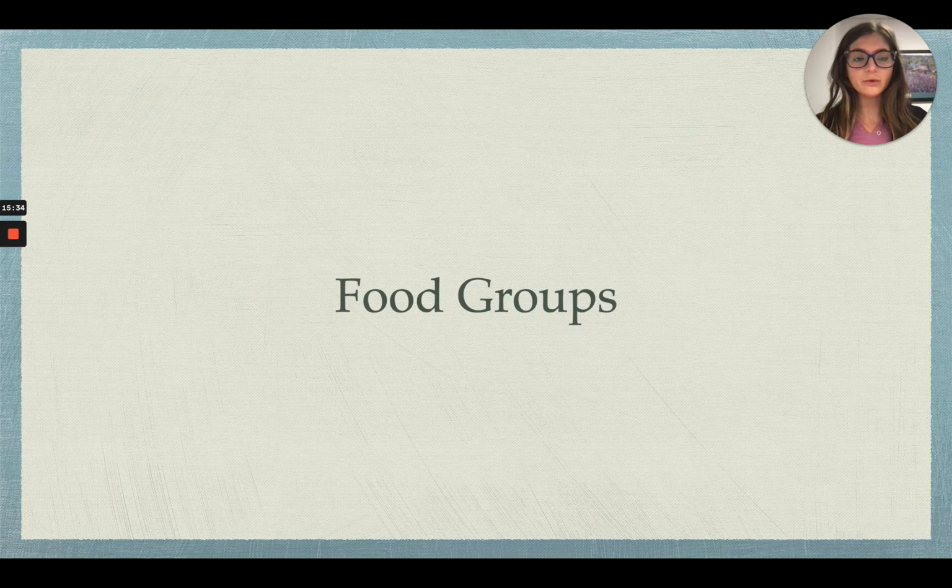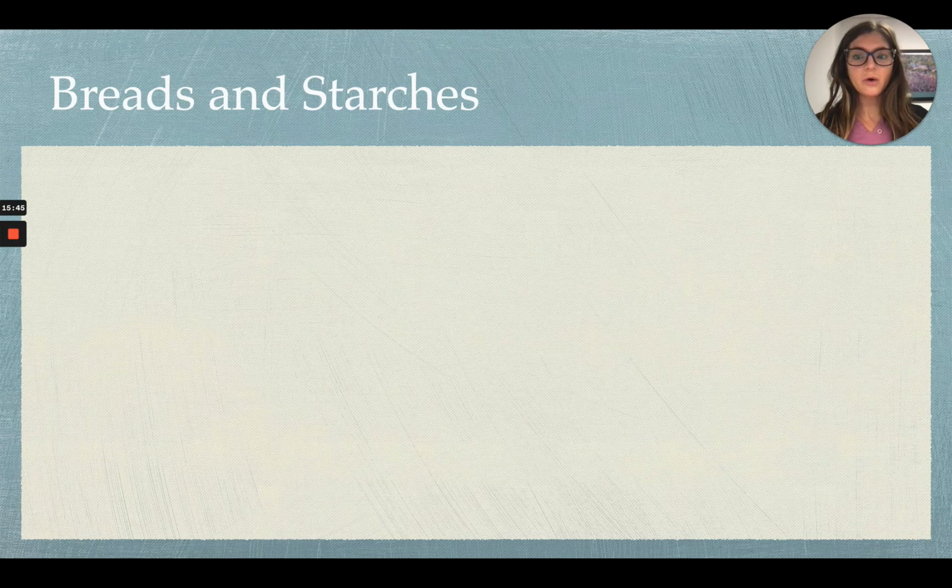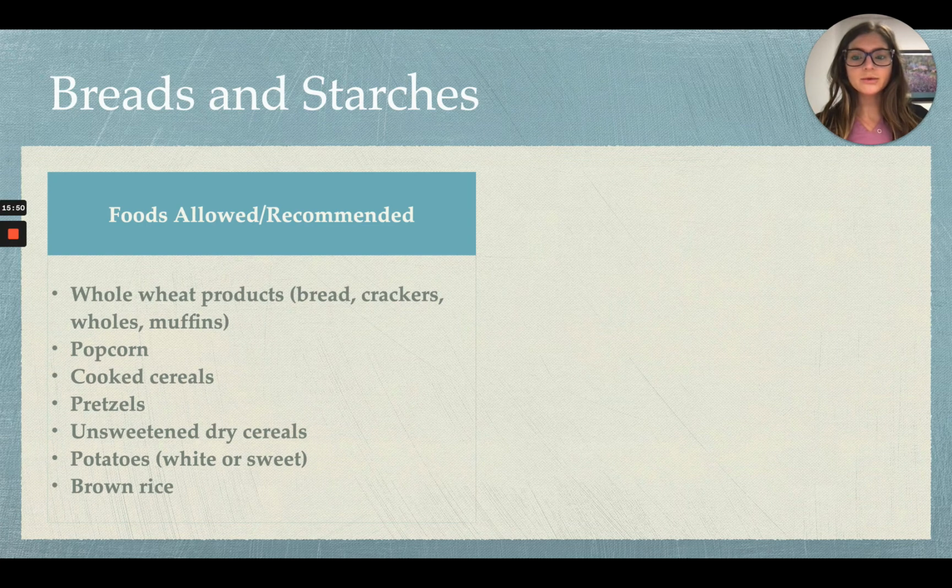Now next we're going to go over the food groups, foods that we want to consume and foods that we want to limit on the no concentrated sweets diet. So first we're going to go over breads and starches, and again these are mostly our carbohydrate containing foods. So foods that are going to be allowed or recommended on a no concentrated sweets diet are going to be whole wheat products such as whole wheat bread, crackers, muffins. So these food items again have a higher fiber content compared to white bread products. Therefore they're not going to be digested as quickly, limiting the spike of those glucose levels.